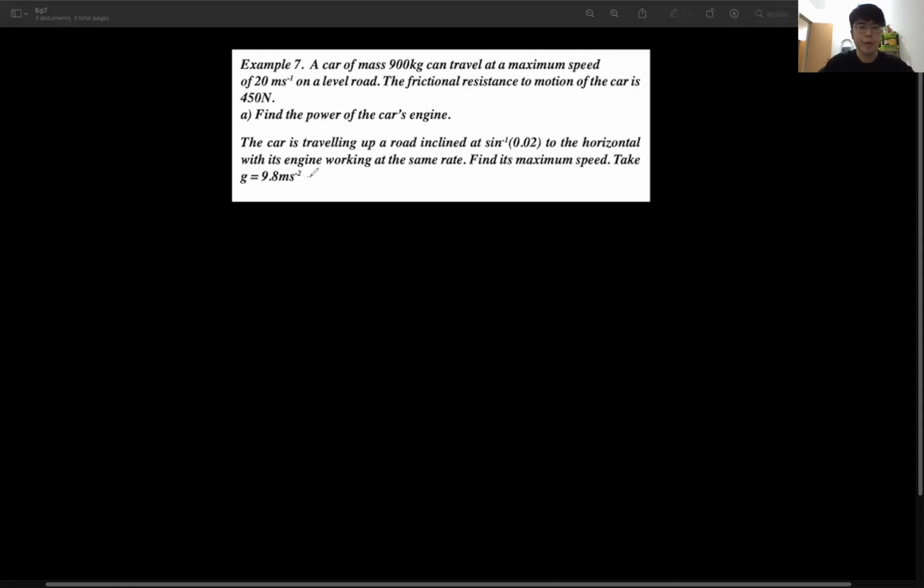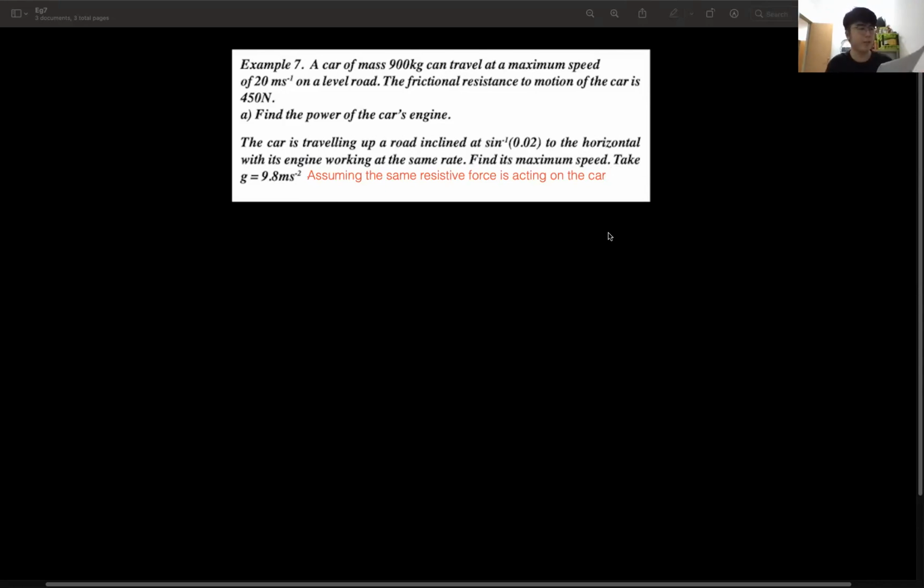For the second part, I add 1 here. We take the assumption of assuming the same resistive force is acting on the car when it travels up the incline, assuming that the same resistive force is acting.